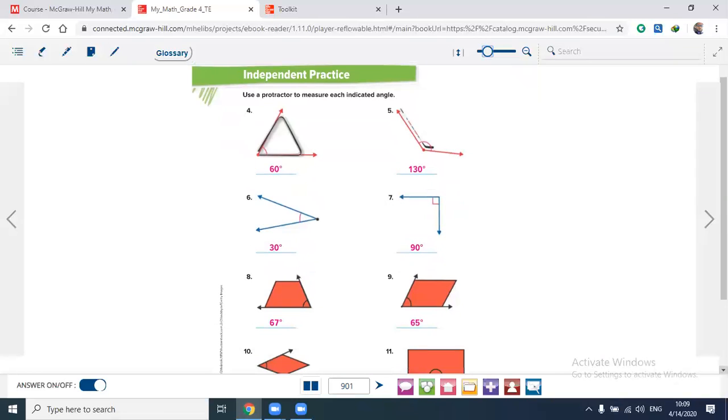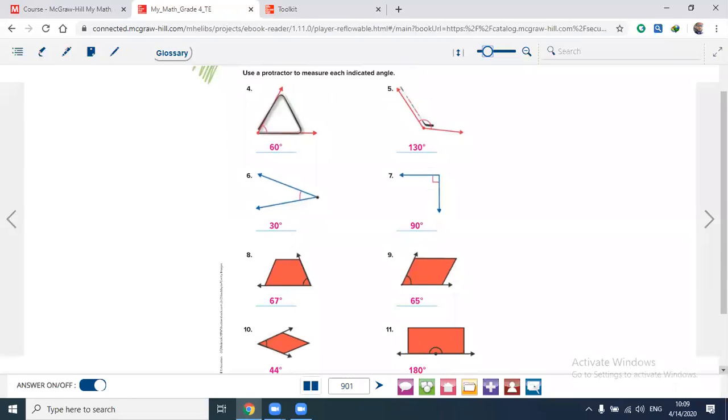Okay, now please write the answers for this page 901, as you see, and then you can check by using your protractor. If you have a protractor now, you can check. Have you finished the lesson now? Already we have it. Just wait, still not yet finished. Have you done this page in your book?